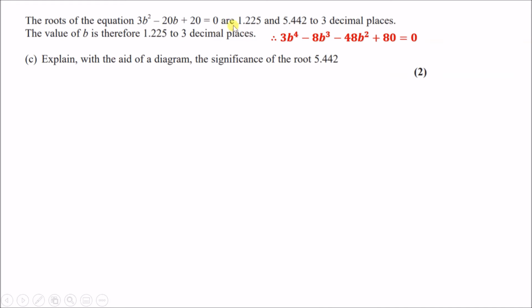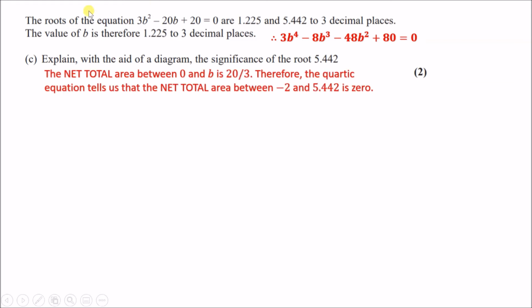Okay, so in other words, what's so special about that second root? What it's trying to say here, why is this second root so important? I think the better question is, why are they both important? Well, when we evaluated the integral previously from 0 to b, we said that was supposed to equal 20 over 3, okay? So technically, this means that the net total area between 0 and b is 20 over 3.